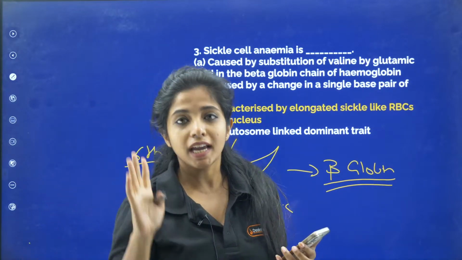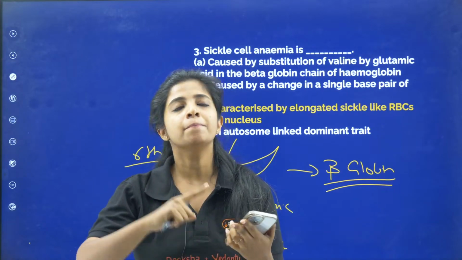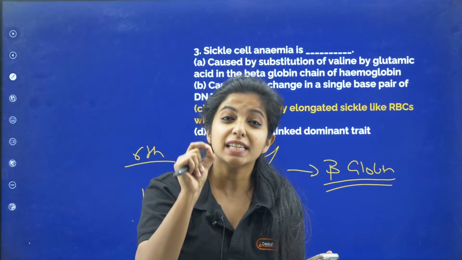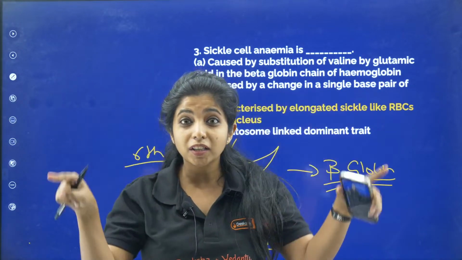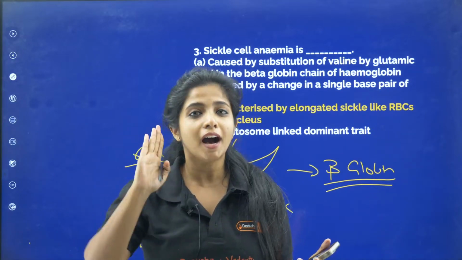Again, I am telling you, in your book you have almost 3 diseases: sickle cell anemia, thalassemia, and phenylketonuria. All of them are autosome-linked recessive disorders, not dominant. Only one dominant disease is given, and that too under the pedigree chart, and that is myotonic dystrophy. Please remember that. Rest all of them are recessive.